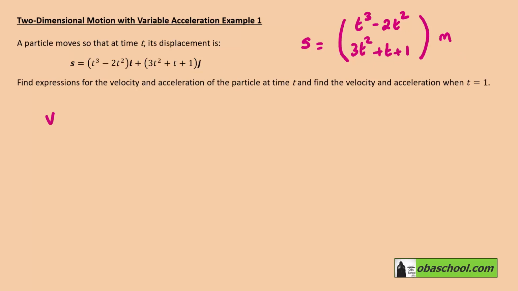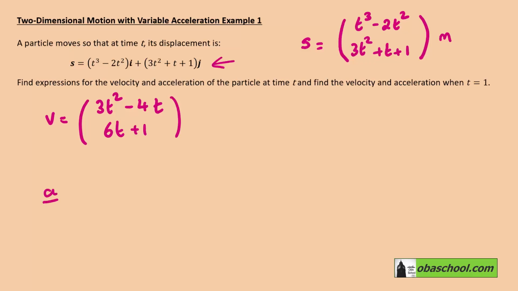So to get velocity, I know that I differentiate. So I'm going to get 3t squared take away 4t, and then I'm going to have 6t plus 1. And of course you could write that back into ij notation. If the question's asked this way, then answer it that way.